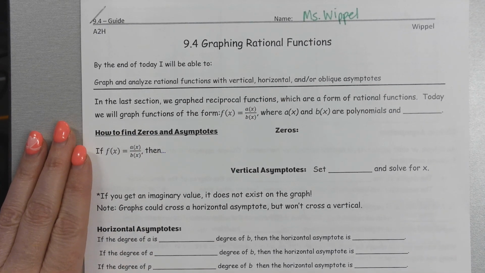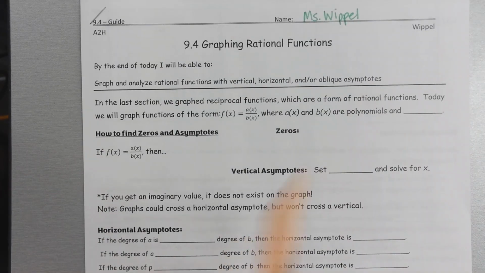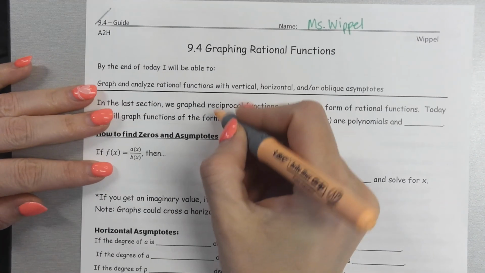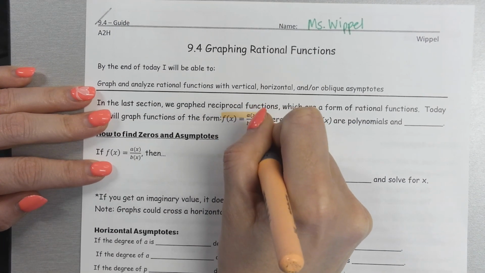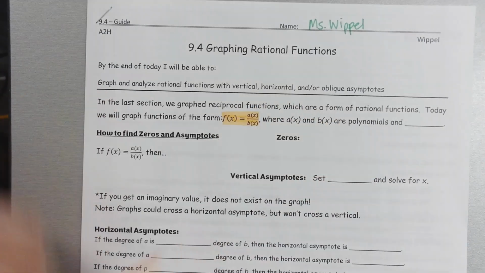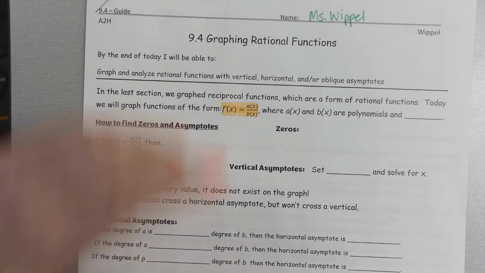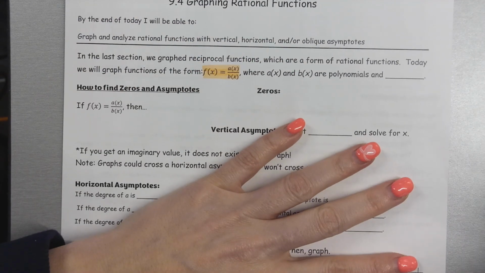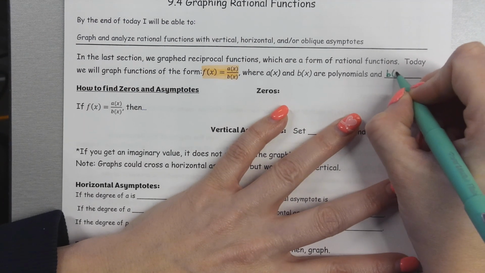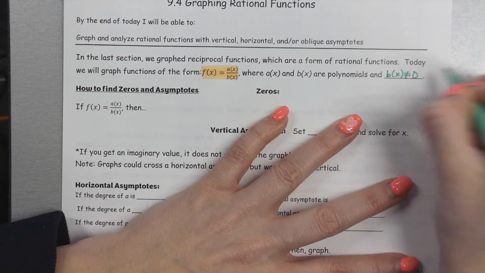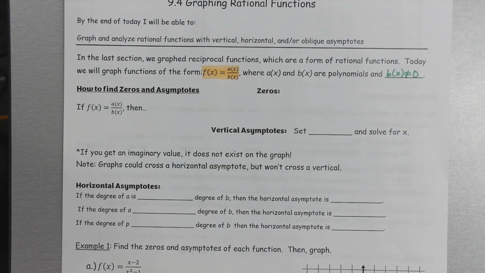of x, which is going to be two expressions. That's where a of x and b of x are polynomials. And then, of course, when you have a fraction, whatever is in the denominator cannot be equal to 0. So there are going to be several things that are the same.